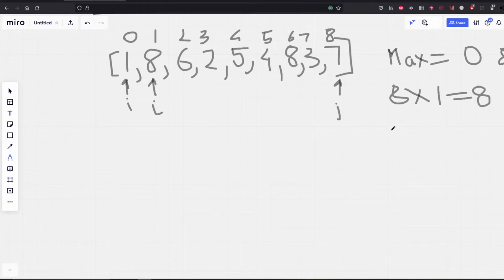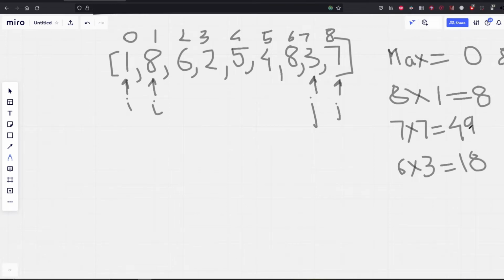So the difference between them is now 7, and then we multiply with the lower, which is 7. So this is 49, and we'll update the max to 49. So now between these two, the lower is 7, so we'll decrement j, not increment. We'll decrement j, and j will be here. And now the difference between them is 1, 2, 3, 4, 5, 6. So 6, and the lower of the two is 3. So we multiply, this is 18. Now 18 is less than 49, so we won't alter max.